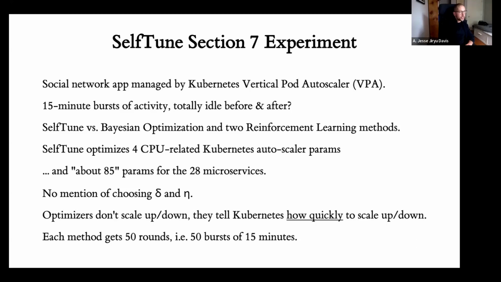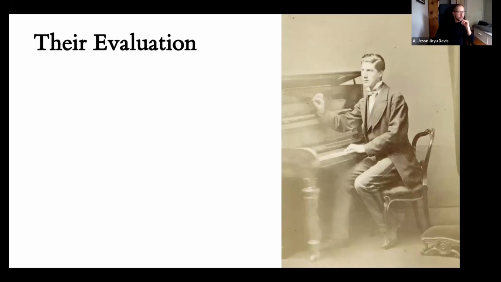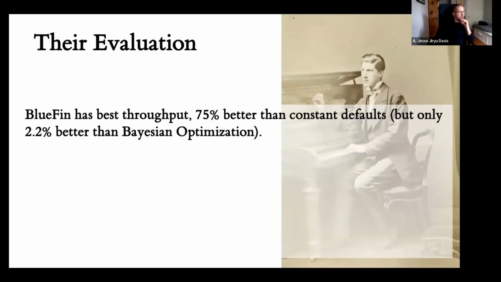And during the experiment, they go for 50 rounds, which means 50 bursts of 15 minutes of load, so that they all get an equal opportunity to learn the optimum parameters. So in their evaluation of the work, they said that Bluefin achieved the best throughput of all of them. Just once, I want to see a paper that says we were pretty good, but the competition was better. In this case, they only beat the next best competitor by 2.2%, although they were much, much better than just accepting the defaults.